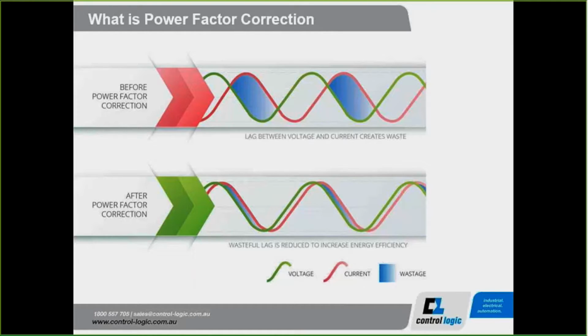If we now install some power factor correction, we look at the bottom half of the graph here, we can see there's still a bit of a lag between the current and the voltage, but the angle has greatly been reduced. And consequently, the wasted power, shaded in blue, is also reduced by improving the power factor.